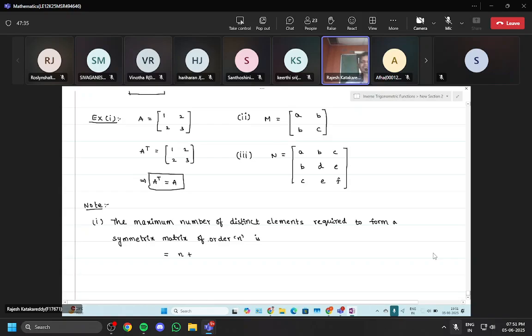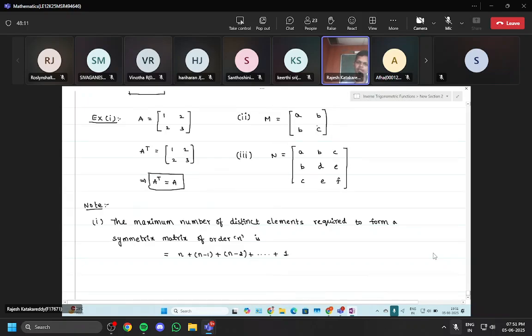In row 2 guys, this element if you see it is a copy of this element. Am I clear? Now here also this element is a copy of this element. So now how many do I use above? I should use one less than the above. So it is n plus n minus 1. In the second row I can use n minus 1 distinct elements. In the third row I can use n minus 2 distinct elements and so on.